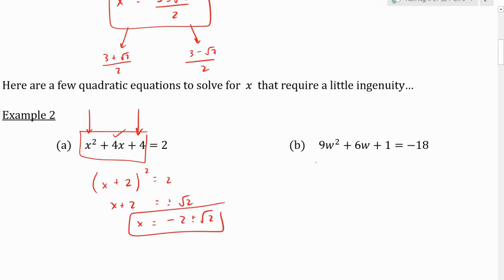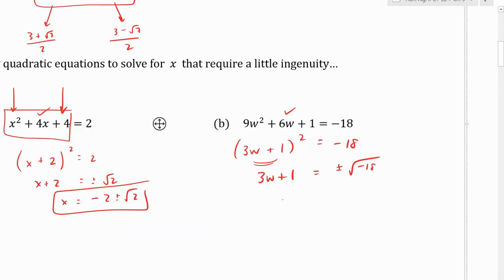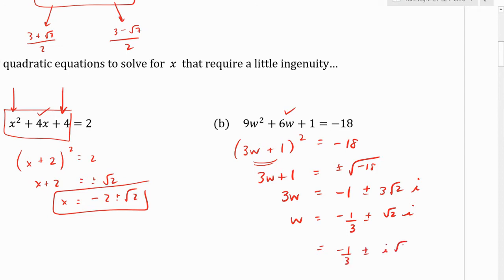Okay, so same deal here. 3w and 1, 3w and 3w does make 6w, so that's a perfect square trinomial. What do I square to get negative 18? It will be plus or minus the square root of negative 18. So I'm going to subtract 1 from both sides. Square root 18. Okay, 18 is 9 times 2, so that's 3 root 2, but you got a negative under the square root. And I'm going to come through and divide both sides by 3. But it'll usually look like that when it's typed up so that the i is not under the radical.